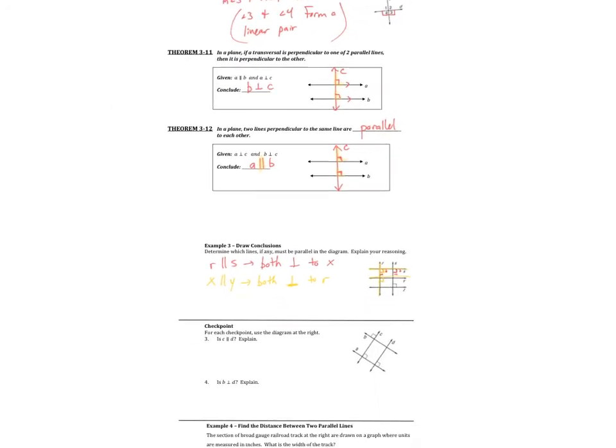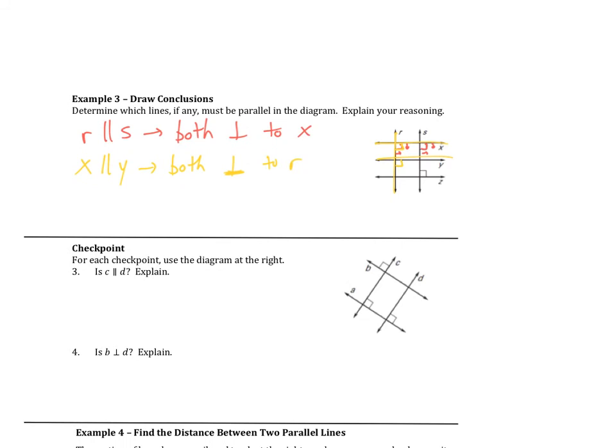Oops, I kind of zoomed away there. And lastly, notice that X and Z are both perpendicular to S. So we'd say X is parallel to Z because both are perpendicular to S. So there's a few different pairs of parallel lines, and they're parallel because they're both perpendicular to another line.